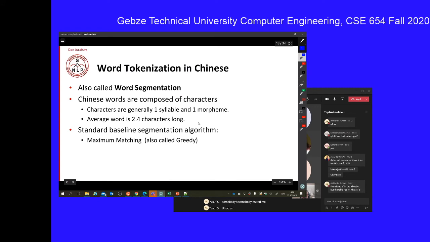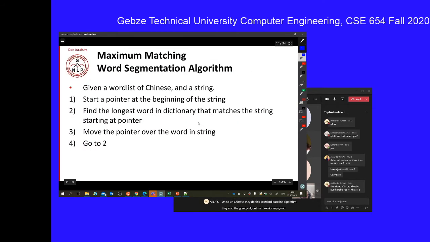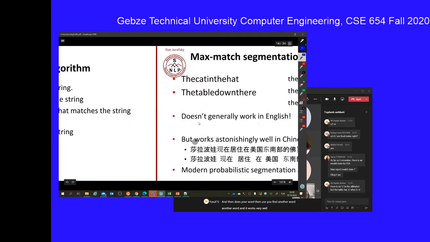Chinese, they do this. Standard baseline algorithm, the greedy algorithm, it works very good. Given a word list in Chinese and a string, start from the beginning and find the longest word in the dictionary that matches the string starting at the pointer. So at the beginning you find the longest word that matches, and then that's your word. Then you find another word, and it works very well for Chinese.